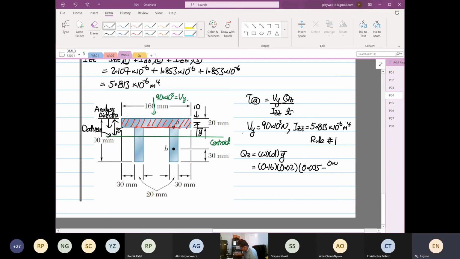Minus 0.02 divided by 2, right? To get 10 is 20 divided by 2. Okay? So this will be equal to 0.035 minus 0.01 times 0.02 times 0.16. So it's equal to 80. So I get 80 times 10 to the power minus 6. Okay, now let me check. Yeah, I think I'm correct.